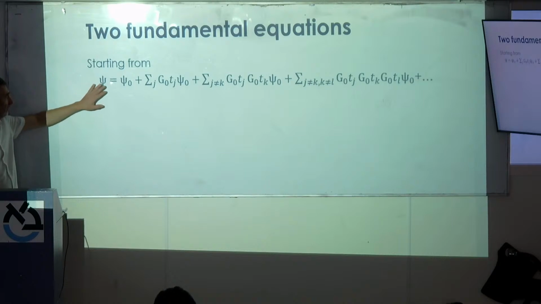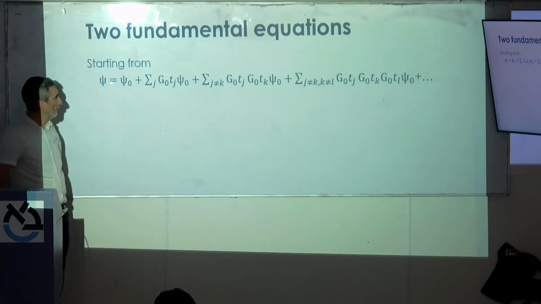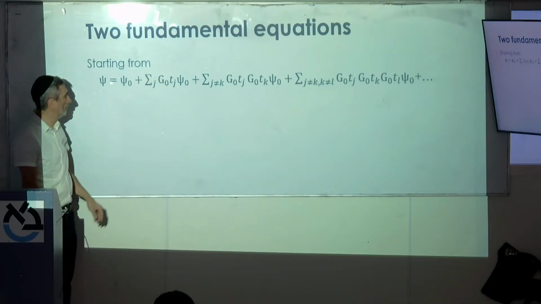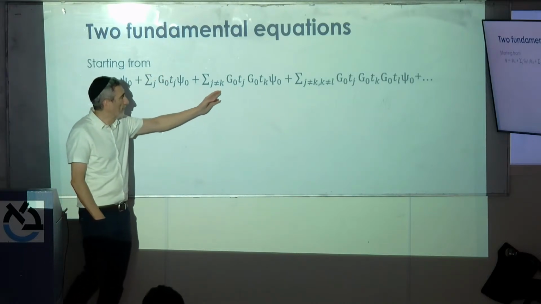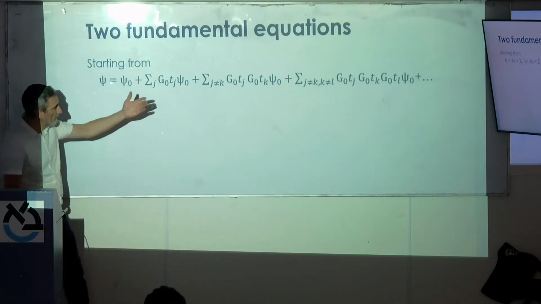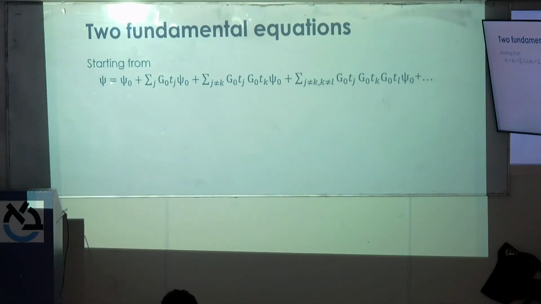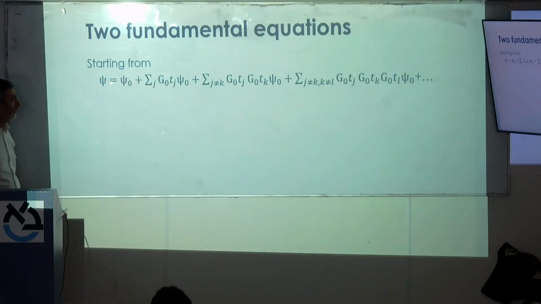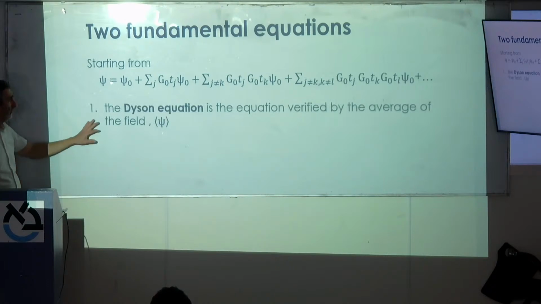Okay, you remember psi is psi 0, the incident field, plus several terms. The first term is the single scattering by one particle, then two scattering events, three scattering events. That's the expansion. That's nice, but this is a description for one given configuration. We want to average over configuration. We want to have an ensemble average of psi. So we need to ensemble average all the expansion here, and that gives you the Dyson equation.